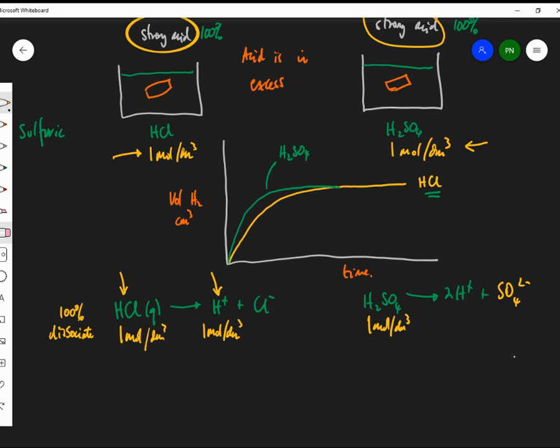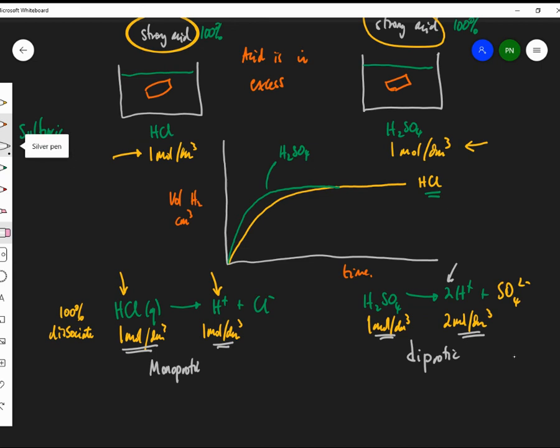Anyone? Exactly. So it's 2 moles per decimeter cubed because HCl is monoprotic and H2SO4 is diprotic. So even if they have the same concentration of the acid, the concentration of hydrogen ions will be more than the concentration of the acid because the H2SO4 gives two hydrogen ions.